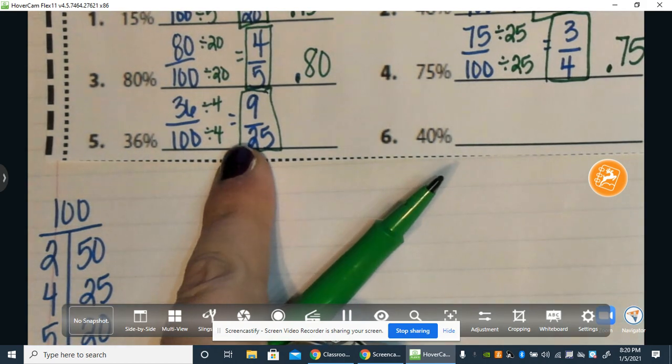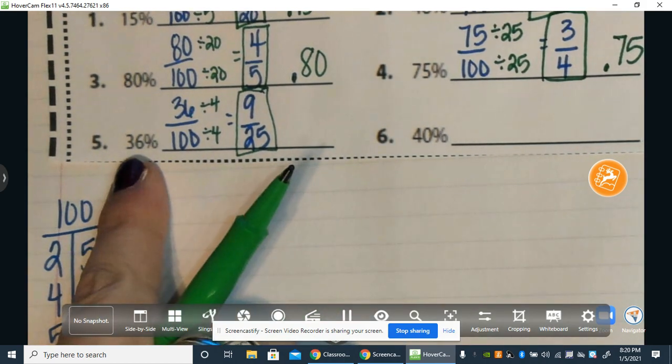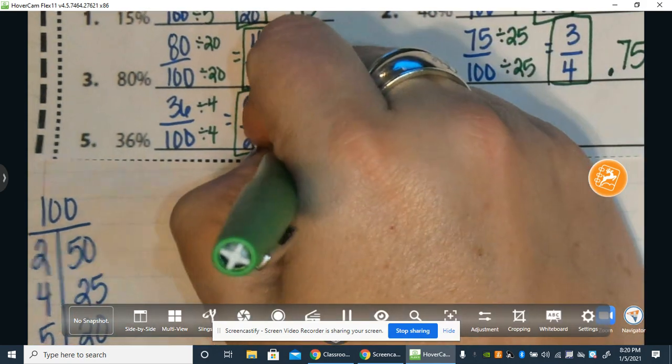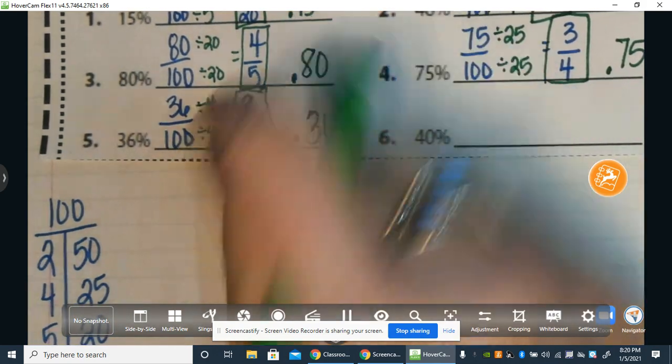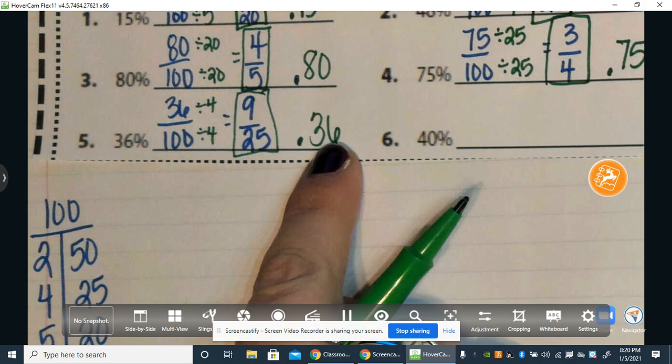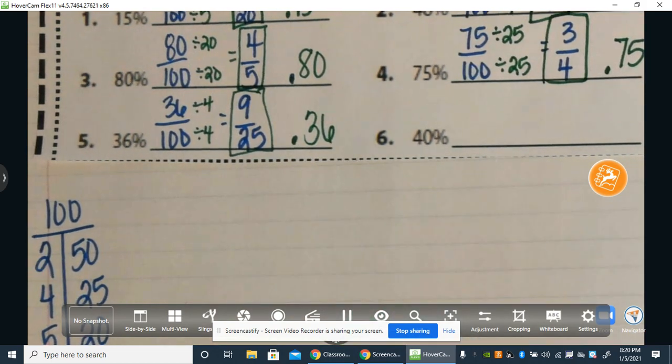It's 9/25. And 36%, which is 36 hundredths, as a decimal, okay, 36 in the hundredth spot. That 6 goes in the hundredth spot.